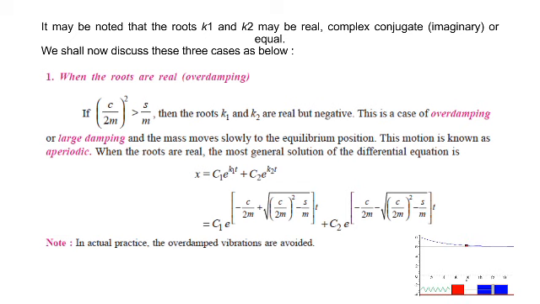Now if the roots are real, then I can write x is equal to c1 e raised to k1 t plus c2 e raised to k2 t, putting the k1 and k2 values. But in actual practice, this overdamping condition is avoided because the mass comes slowly to its initial position without oscillating about its mean position. So this overdamping condition is also neglected or avoided.